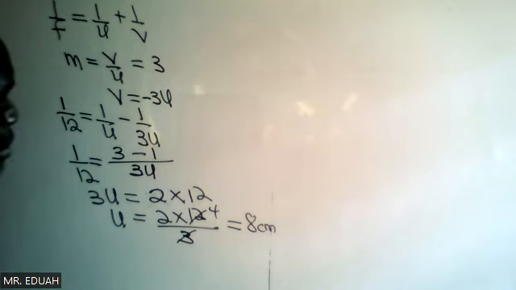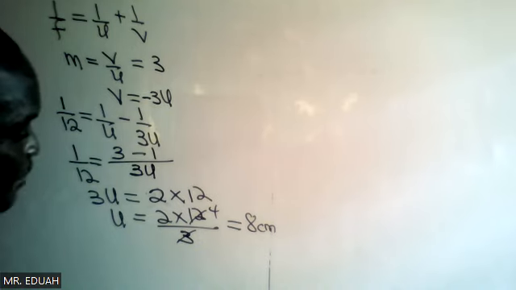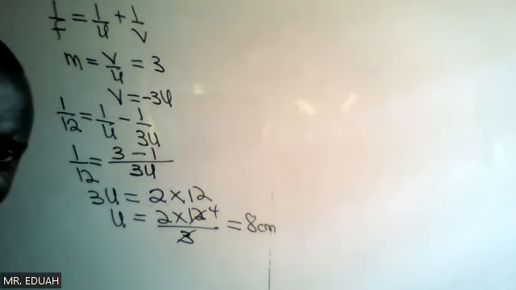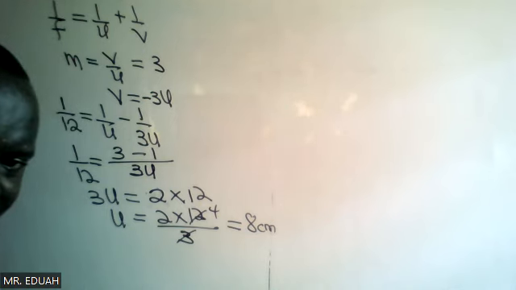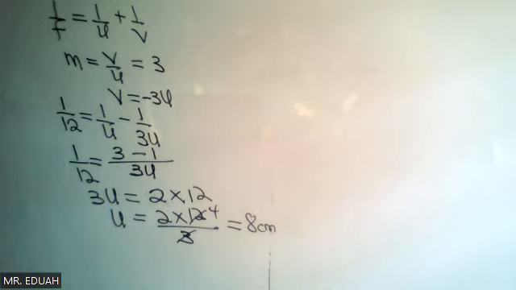So it means that we must place the object 8 centimeter from the mirror to form an image which will be 3 times magnified as the object. Please, are we okay?